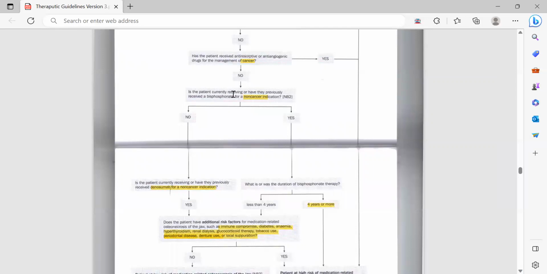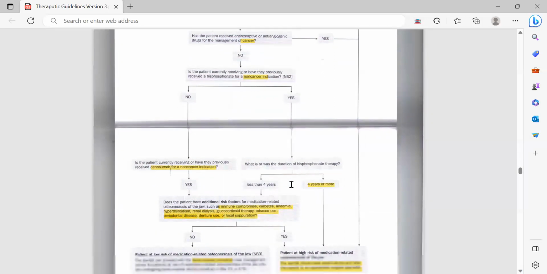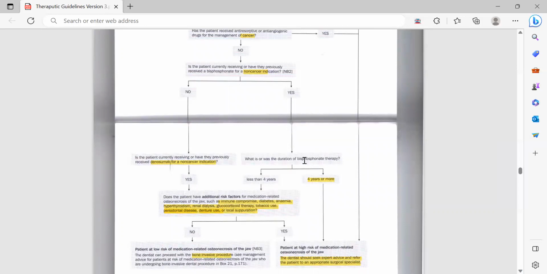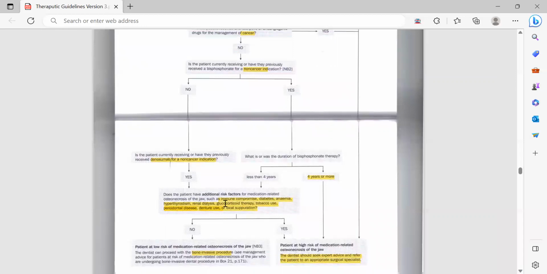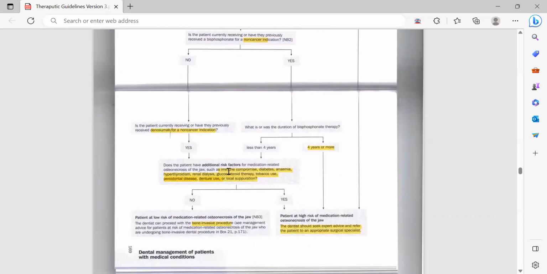Then you need to find out if he has taken these types of drugs, for example bisphosphonate, for a non-cancer indication. If he says yes, then you need to find out the duration of bisphosphonate. If he says that he has taken the bisphosphonate for 4 years or more, then he would be in a higher risk. But if it is less than 4 years, or if the patient has not taken bisphosphonate but has taken denosumab, then there are additional risk factors that you need to consider. Which are those additional risk factors?